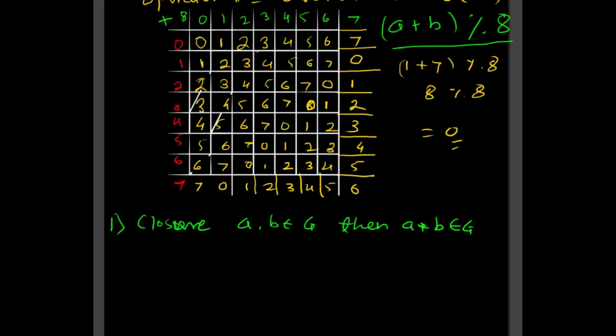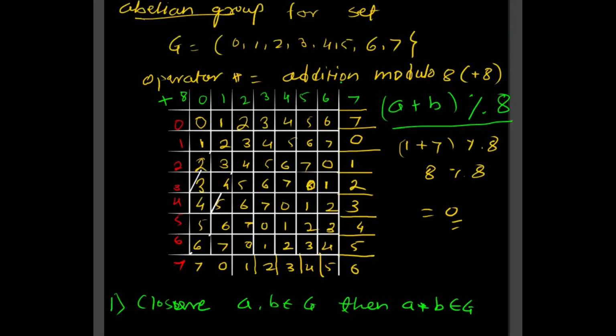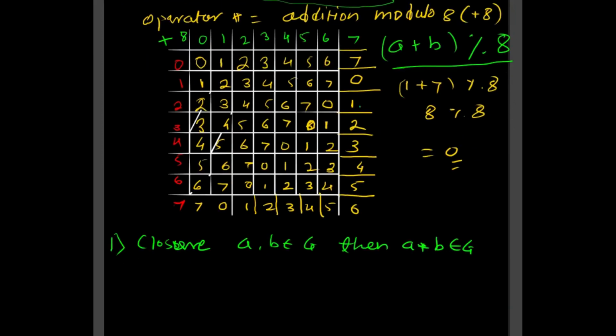Now observe these results. In the results there are elements from 0 to 7. There is no element outside this group, no negative element or elements greater than 7. All the elements from 0 to 7 are part of the set. That means we are obtaining the results by performing the operation within this closure only. So it satisfies the closure property.